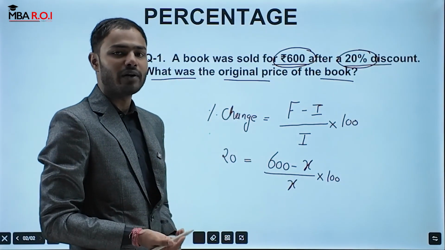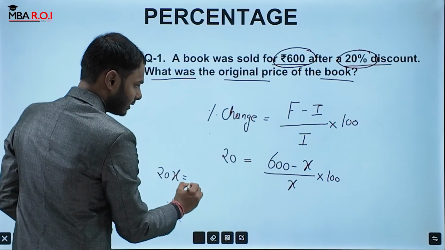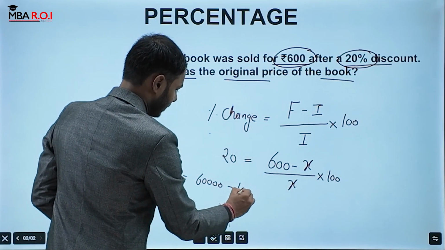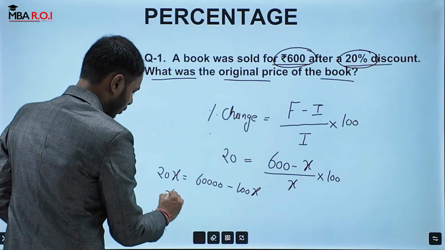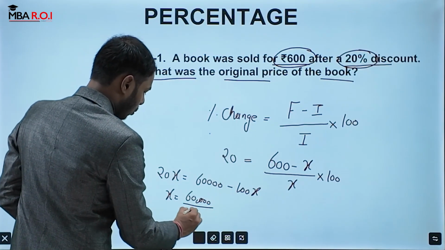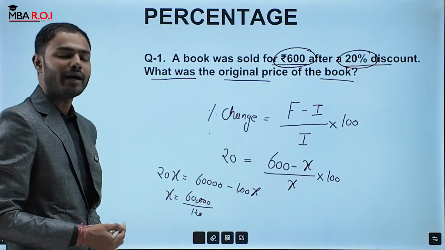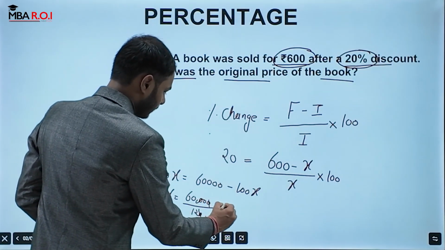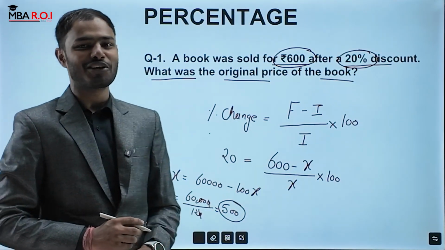So now we can simplify this to 20x equals 60,000 minus 100x. So if we solve this, the value of x comes out to be 60,000 divided by 120. So we are finding the value of x. So this will be 60,000 divided by 120. Now we can simplify this, and the final value that we are going to get will be 500. Now, what do you think? Is this a correct answer or not?